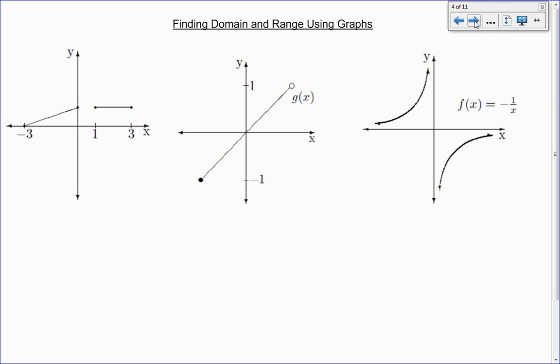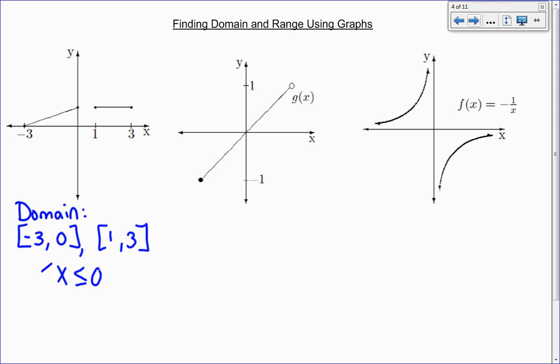Okay, domain here, all of the x values, it looks like x goes from negative 3 to 0. So from negative 3 to 0, including both of those points, and from 1 to 3, again including those values. Or we can write that as x is less than or equal to 0, or greater than or equal to negative 3, or between 3 and 1.